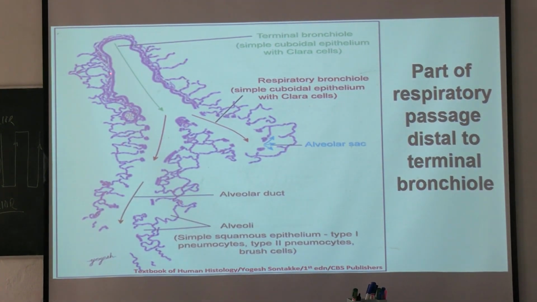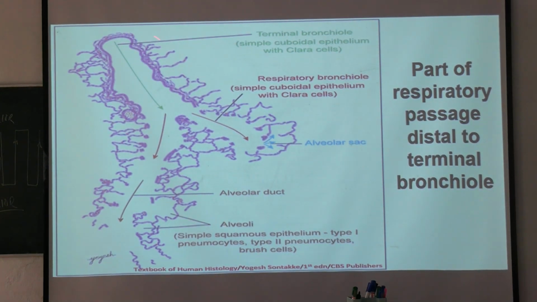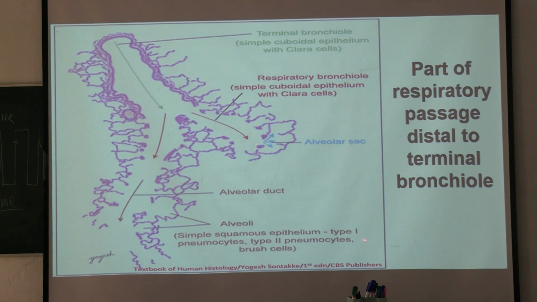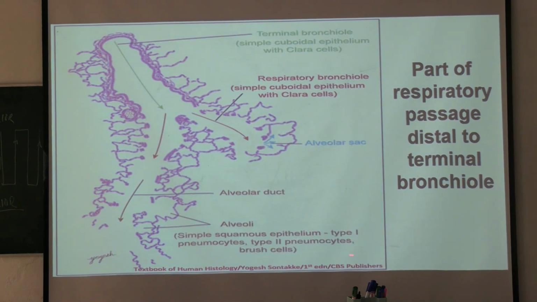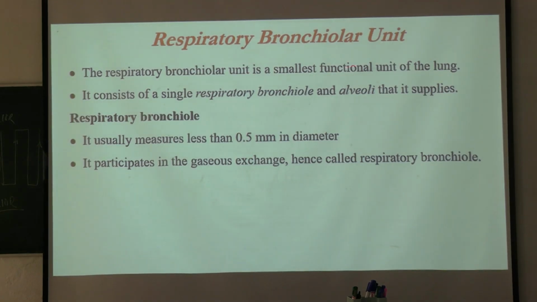See, this is the cuboidal epithelium, rounded nuclei you can see, and outside in the lining of alveoli, flattened cells with flattened nuclei. Alveolar duct, alveoli lined by simple squamous epithelium, type 1 pneumocytes, type 2 pneumocytes and brush cells are seen in the lining of alveoli. Okay. So respiratory bronchiolar unit.